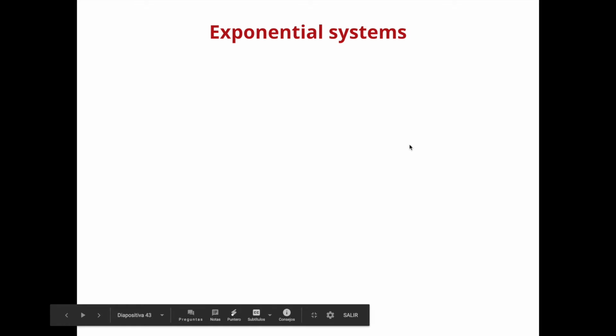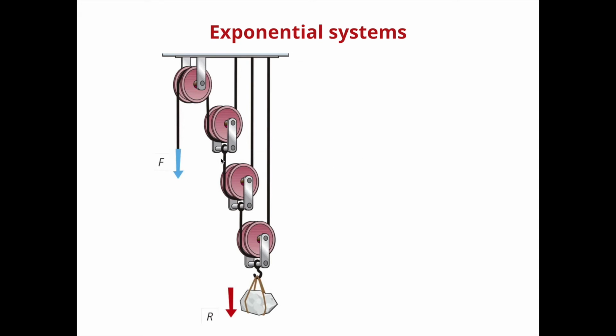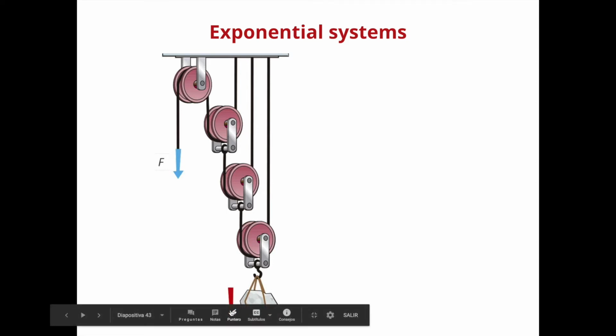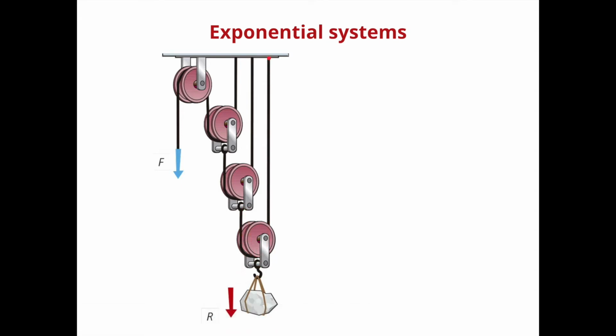Now we are going to start with the exponential systems. These are very different from the previous ones because of what we're going to see now. Okay, this is an exponential system, and look at this. We have this rope that starts here, and look where it ends. It ends here, so we need other ropes to finish the system. So we have another one, and another one. So 3 ropes. In the other system we only had 1 rope. So this makes the forces very different.